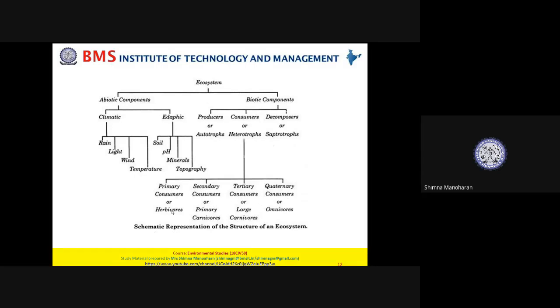So primary consumers are nothing but herbivorous. Secondary consumers are primary carnivorous. Tertiary consumers are large carnivorous, and quaternary are omnivorous. Okay, so we will see what herbivorous, primary carnivorous, large carnivorous, and omnivorous are.